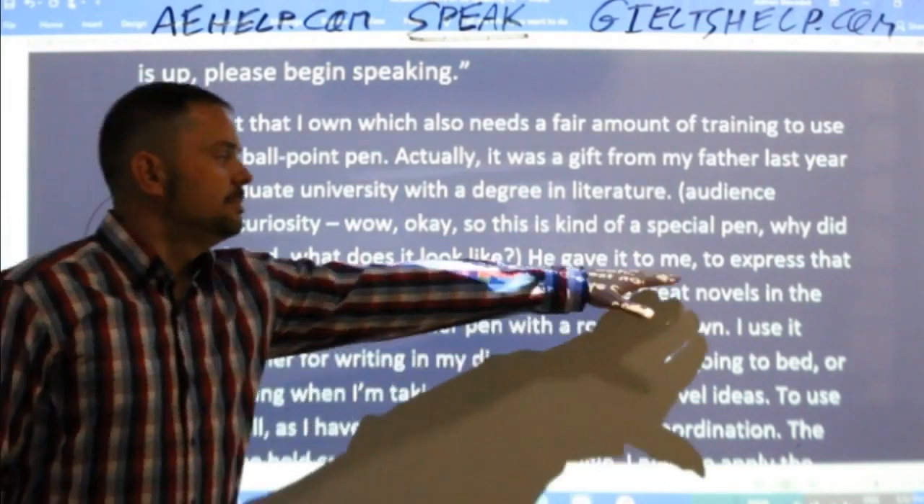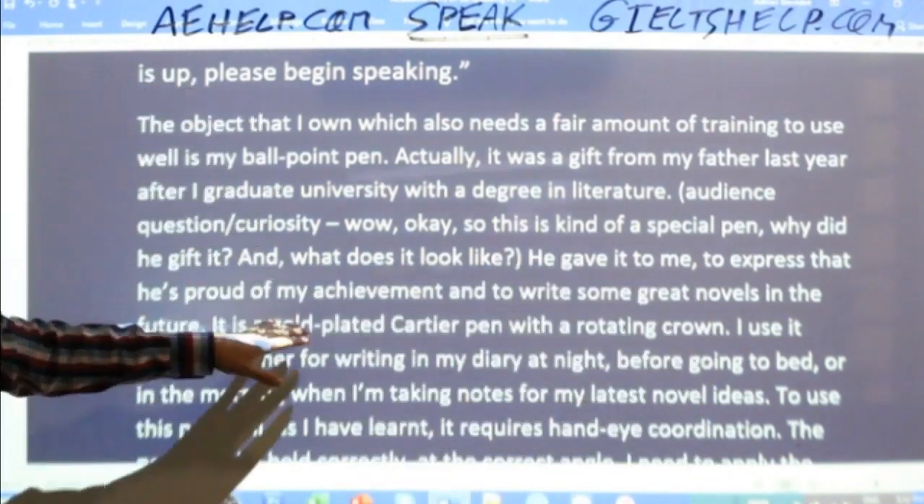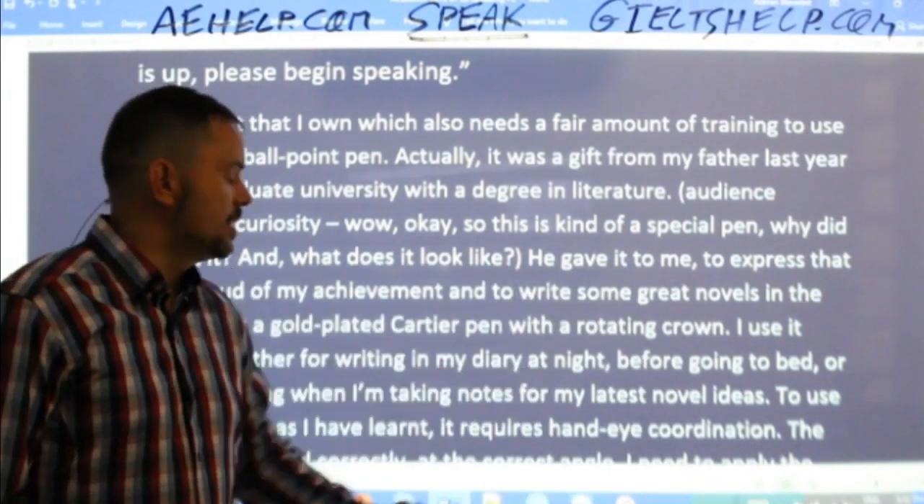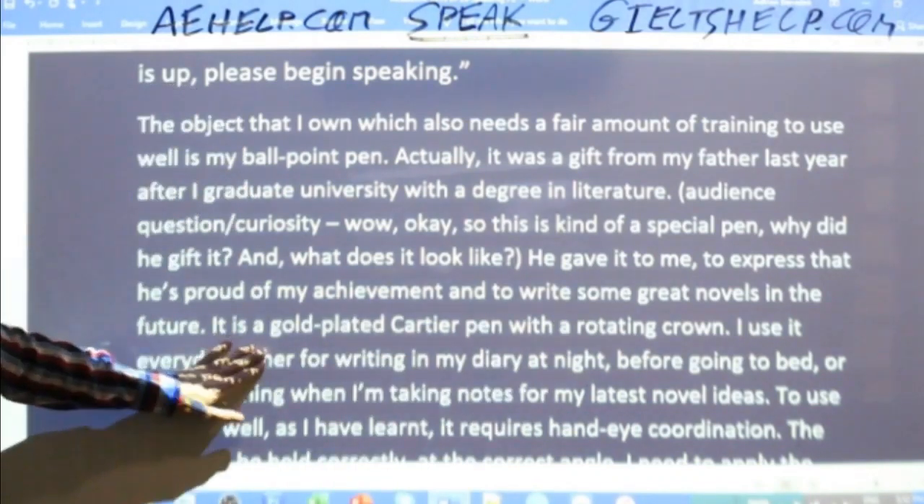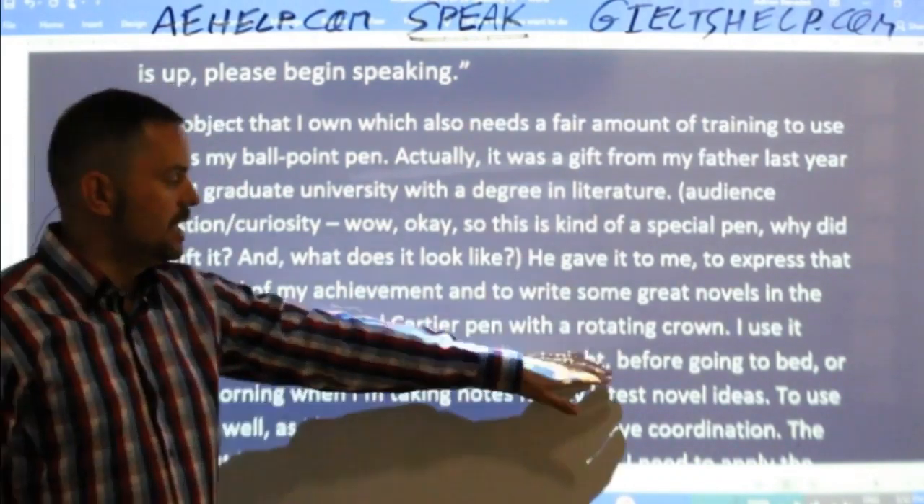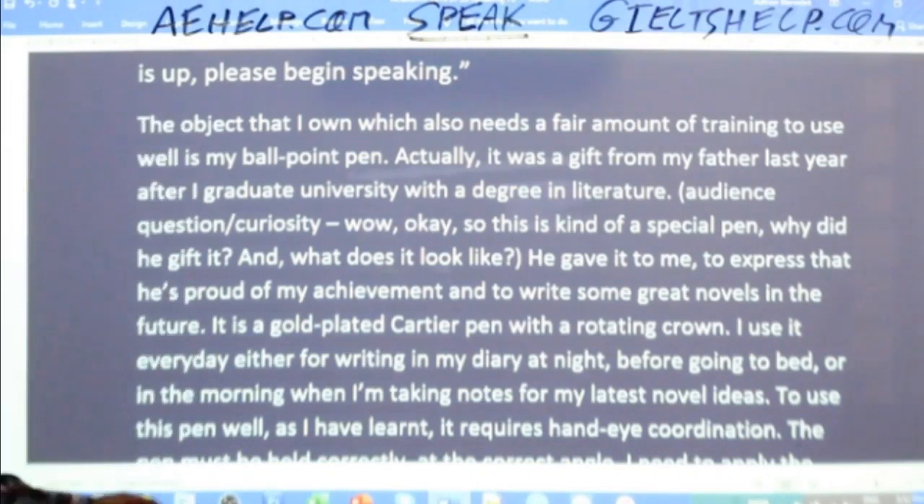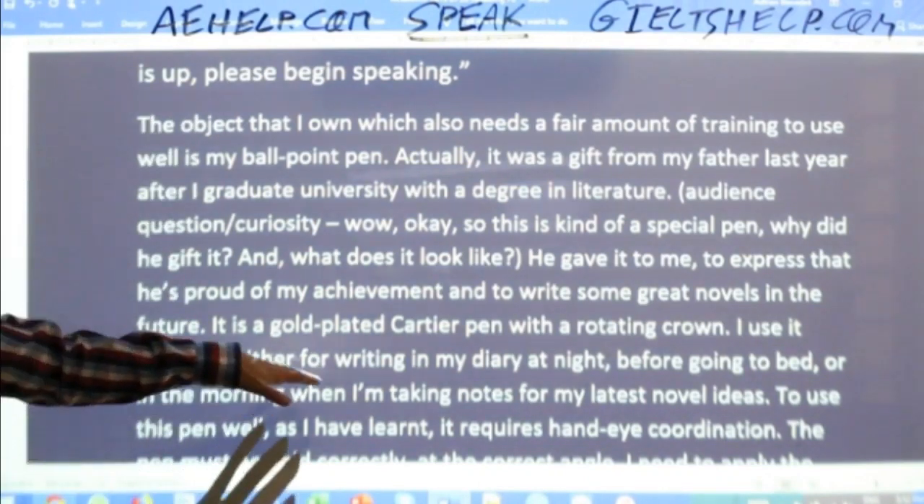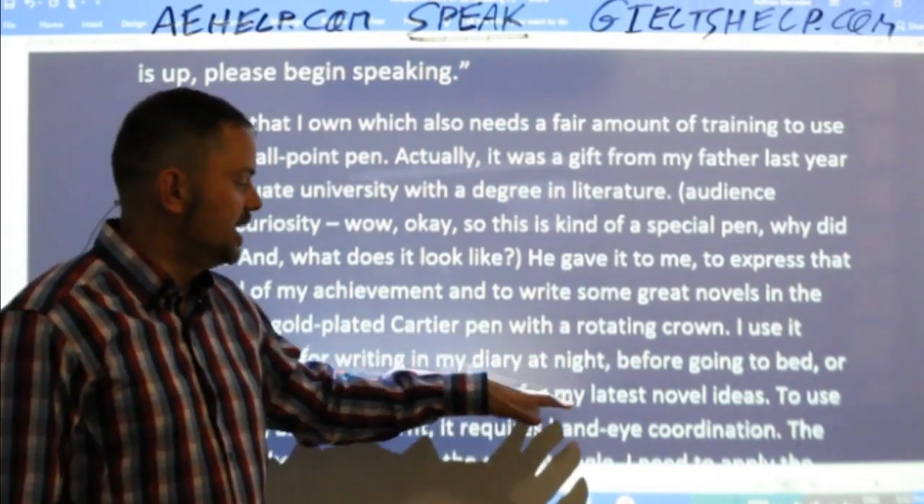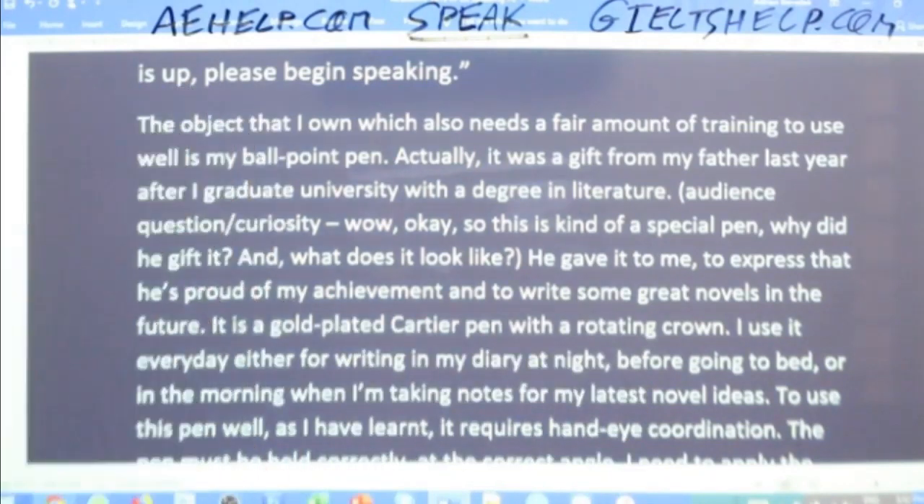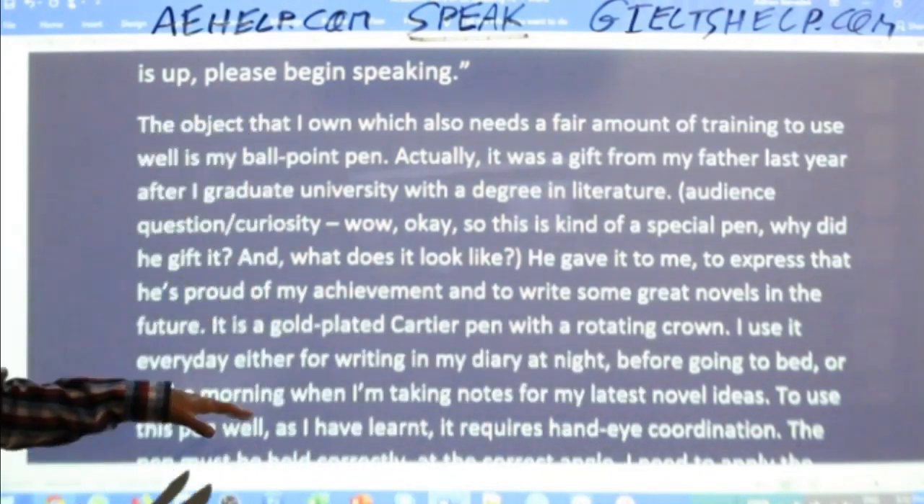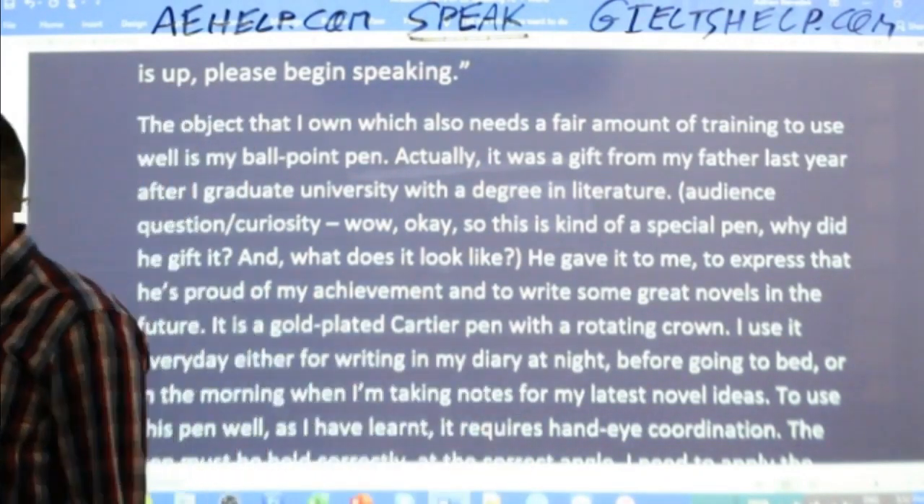He gave it to me to express that he's proud of my achievements and to write some great novels in the future. It is a gold-plated Cartier pen with a rotating crown. I use it every day, either for writing in my diary at night before going to bed, or in the morning when I'm taking notes for my latest novel ideas.